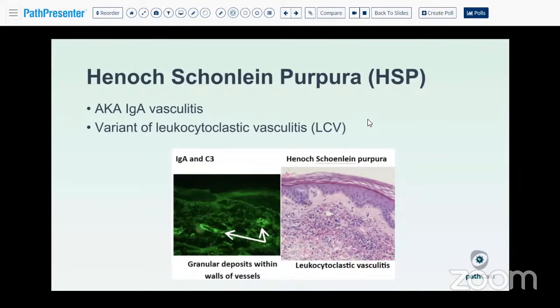Henoch-Schönlein purpura, also known as IgA vasculitis, is a variant of leukocytoclastic vasculitis. So this on H&E looks just like every other vasculitis that we have. Every other small vessel leukocytoclastic vasculitis, you need immunofluorescence to actually make the diagnosis that it's IgA vasculitis or Henoch-Schönlein.